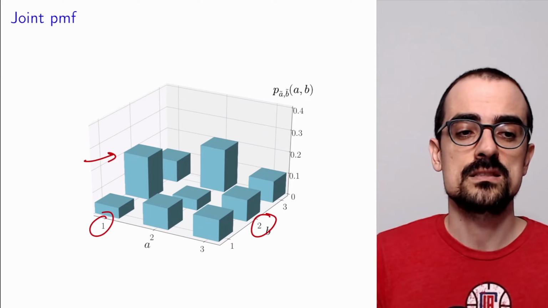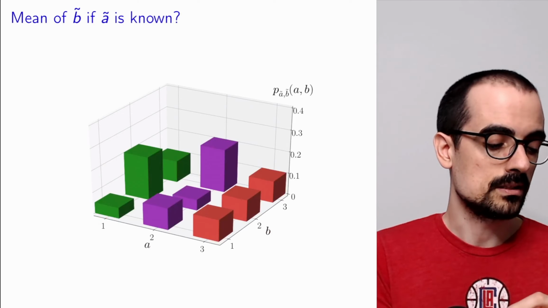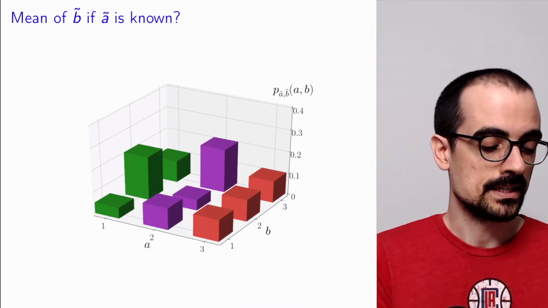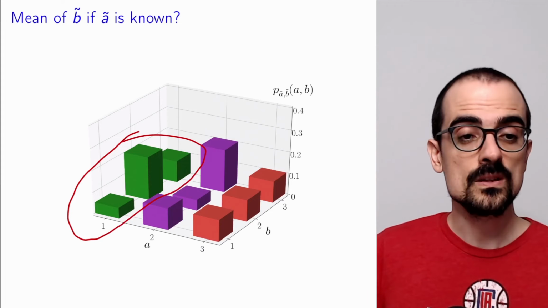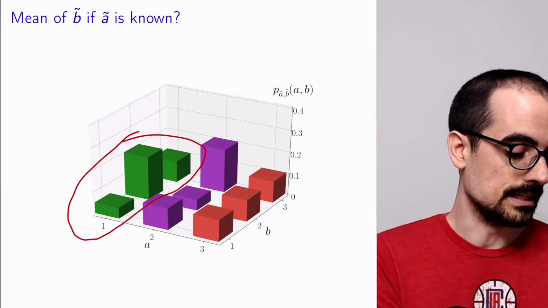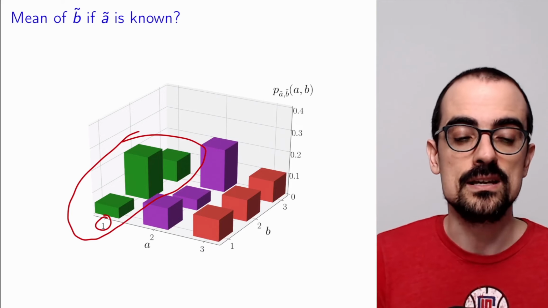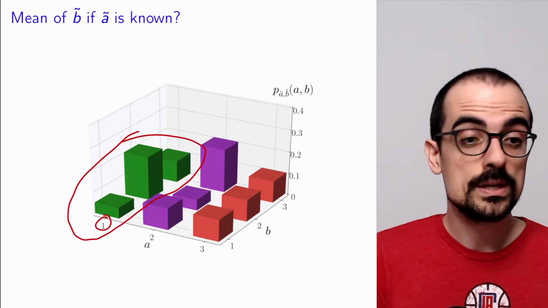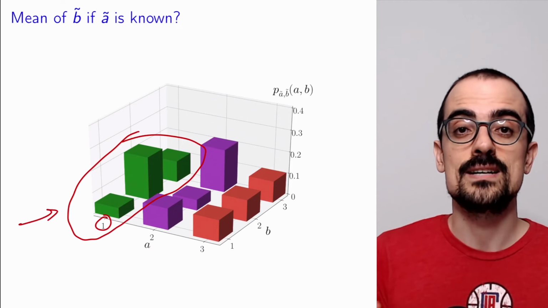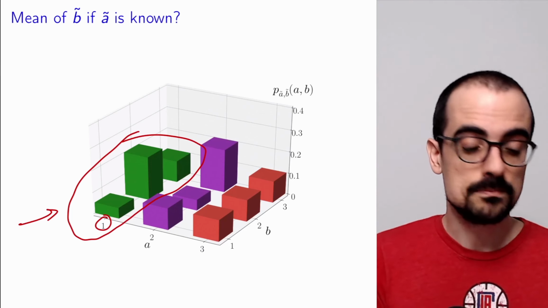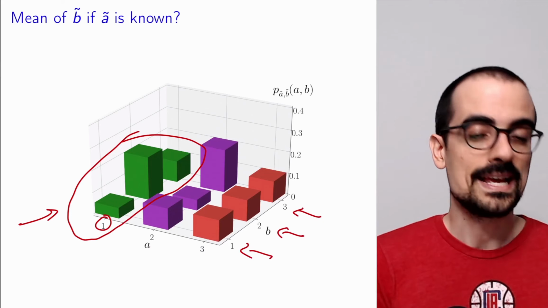Now imagine that A is fixed to a certain value. So for example, A is fixed to equal 1. Then the relevant values of the joint PMF are those for which A is equal to 1. Remember that in order to characterize the behavior of B when that happens, we take those values and renormalize them so that they give us the conditional probability that B is equal to each of its possible values when A is equal to 1.